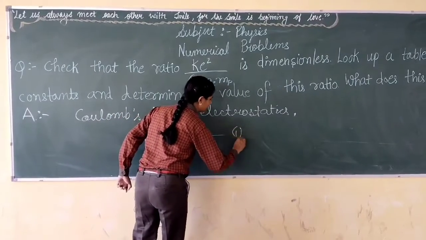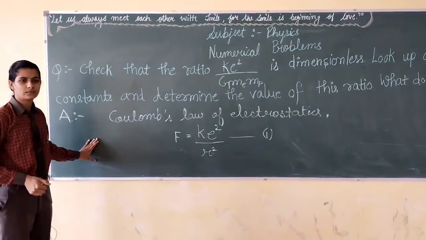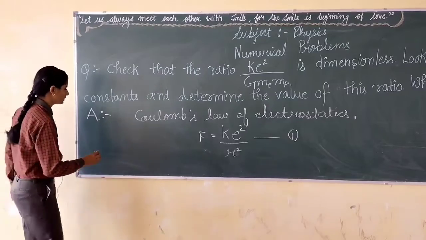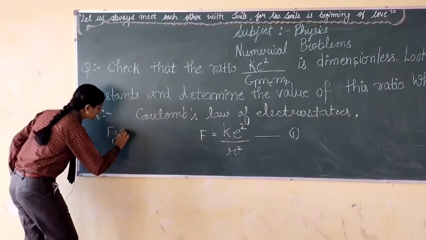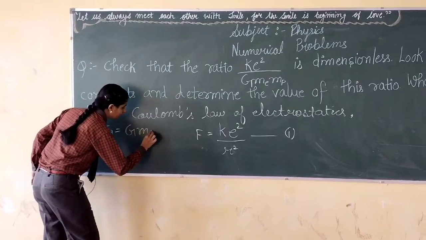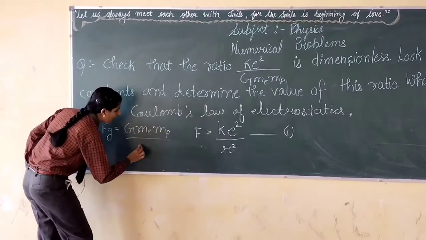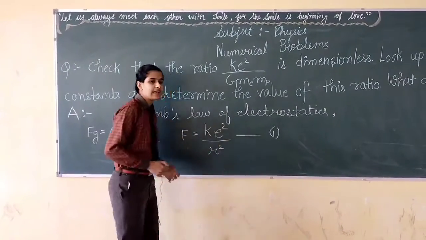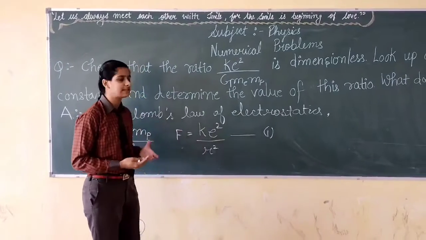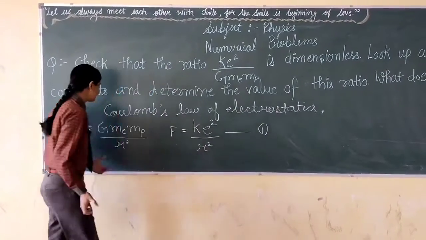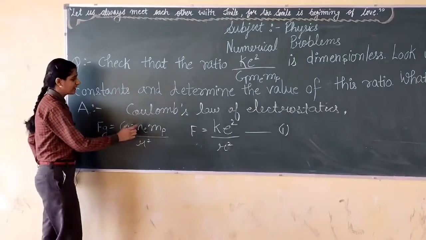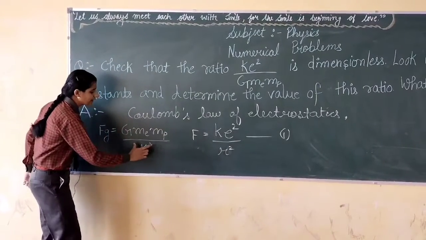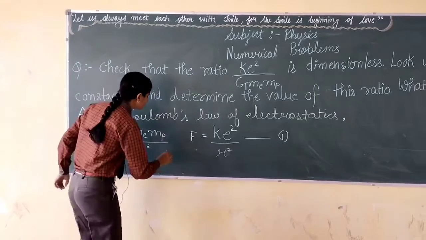This is equation number 1. Is it clear to you? Yes. Okay, ahead in next step, we are going to discuss the gravitational force Fg. This is equal to G ME MP divided by R square. Here K is the constant and E is the value of charge, and R is the distance. Here G is the gravitational constant, ME is mass of electron, and MP is mass of proton, divided by R square, means distance square. Let this be equation number 2.